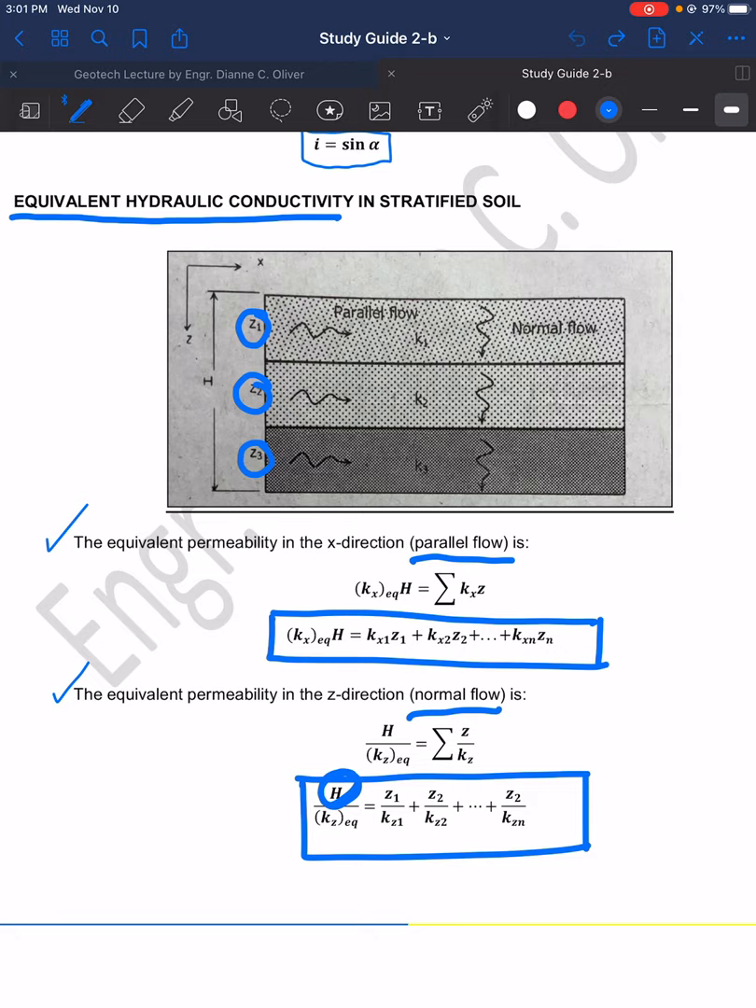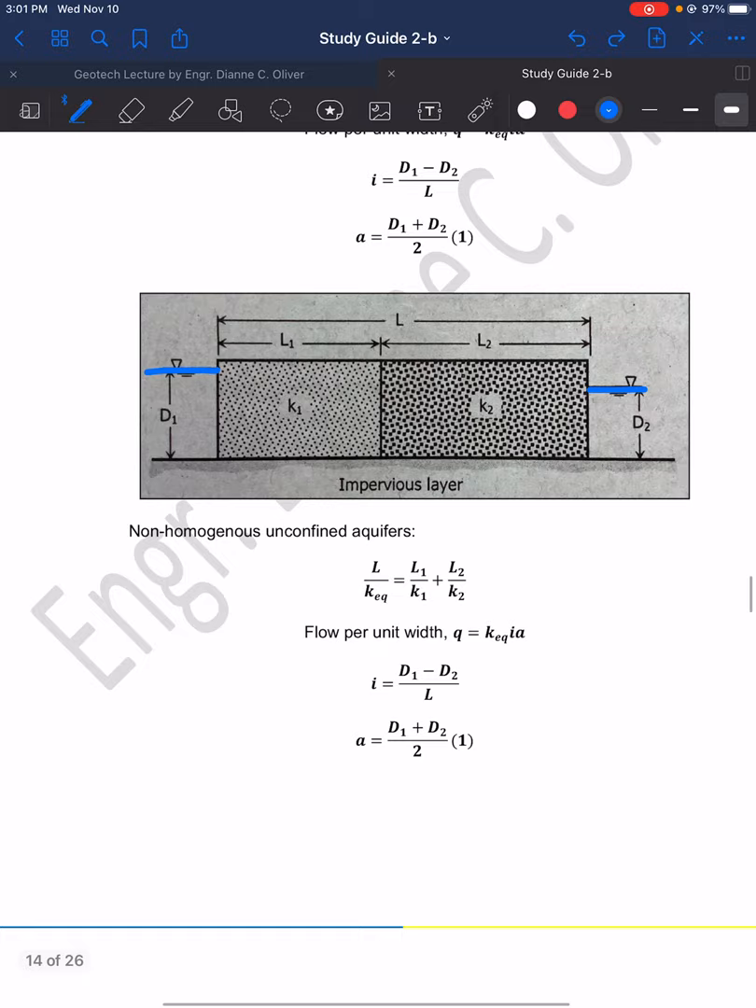So same is true here. Why we took L? It's because we have L1 plus L2 here, and the total there is L. Then after we get this part, the leftmost, we go to the individual soil layers. We have L1 over K1 of the first soil type, and then plus L2 divided by the K2 of the second soil layer or soil type.